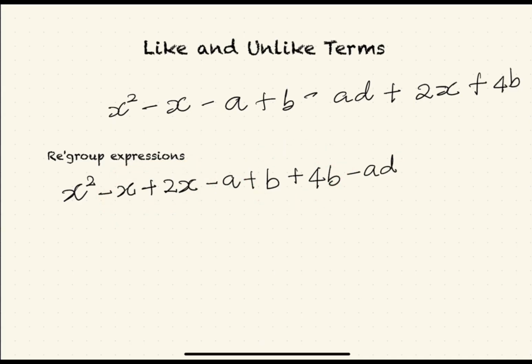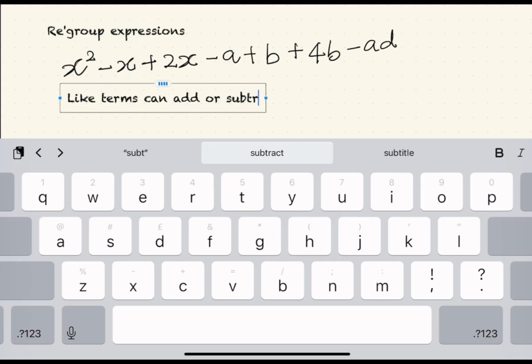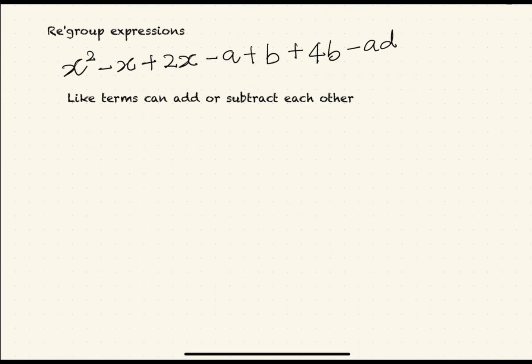One thing that we should also know is that like terms are able to add or subtract each other, just like normal numbers. So in this case, if we have like terms like this and this, so this is a minus x, we add it with 2x, we'll treat them the way we treat negative 1 plus 2, because the answer we get, we'll just give it an x at the end.